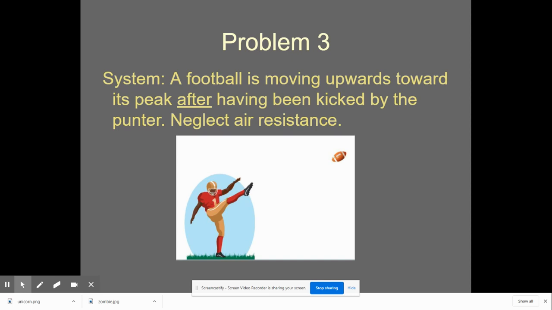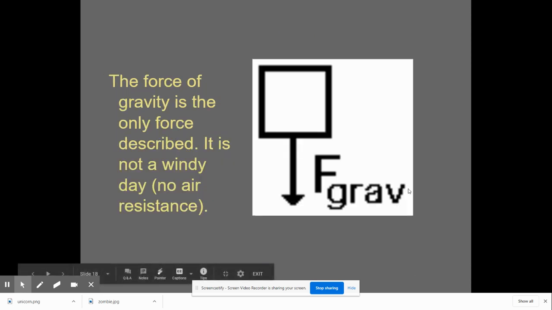Well, there's no rope. It's up there in the air. I think the only force is gravity, which is good because it's going to come back down to the ground. Let's see if we got it. Yep. All right, just gravity. That's it. It'll come back down to the ground.